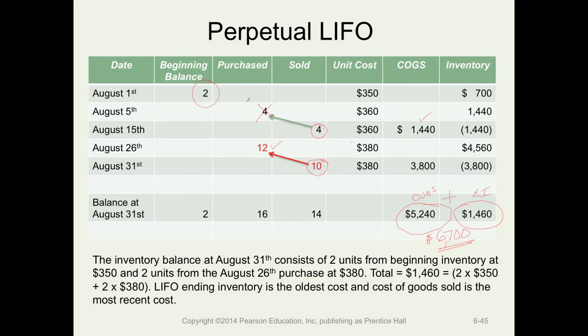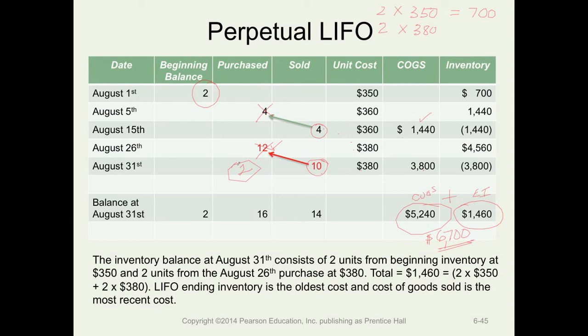So the first oldest cost would be 2 units at $350. Now, it doesn't mean that these old units are still in inventory. We're simply saying we're going to use $350 to assign to our ending inventory. Then we've got 2 units at $380, because if we sold 10 out of here, there are 2 units left.